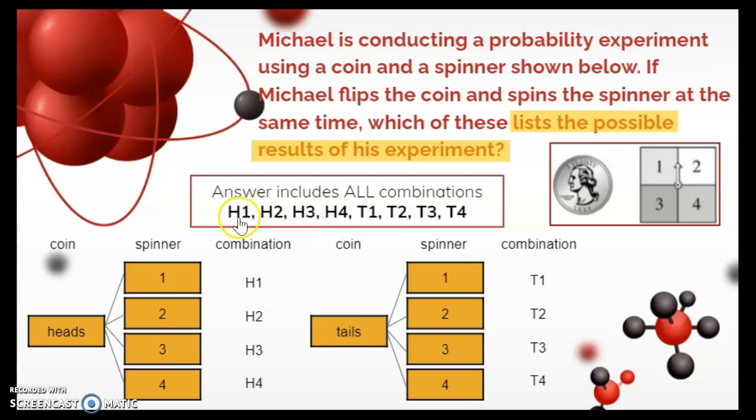So when I list it out, I can list it out this way, or I can list it heads 1, tails 1, heads 2, tails 2, heads 3, tails 3, heads 4, tails 4. As long as I have my heads with all of my combinations of my spinner, 1 through 4, my tails and all of the options of the spinner, 1 through 4, and I have all of those combinations listed, that's all of the possibilities that I could get from the result of having an experiment with these two things. That's the answer for this problem. We're looking for all of the possible results.